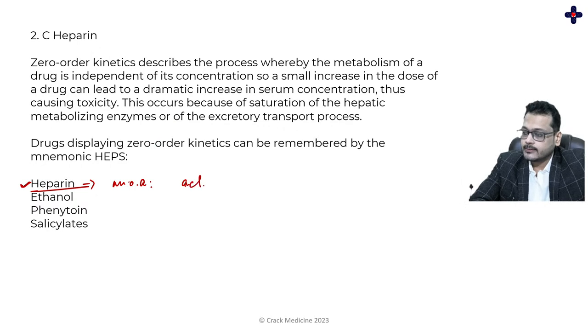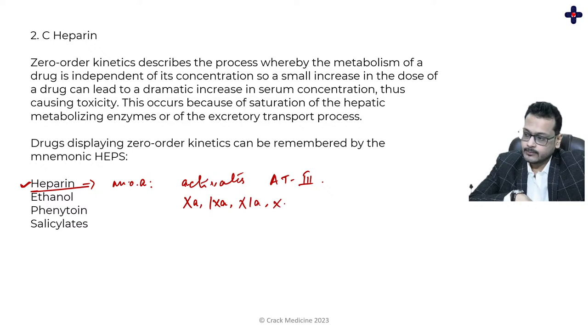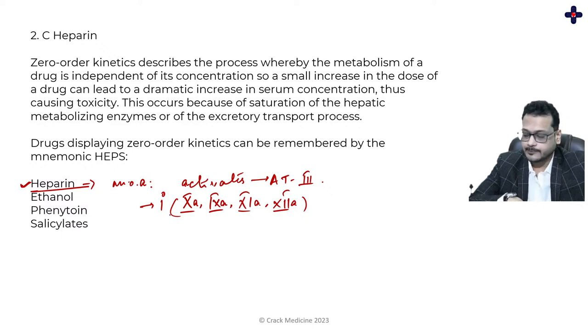So it basically activates antithrombin 3, right? That is the basic action of heparin, as well as low molecular weight heparin, that is LMWH. This is the basic fundamental action. Also, apart from that, it forms a complex that basically inhibits your factors 10, 9, 11, and 12. Mind you, these are all activated factors, right? So these are the factors and they are inhibited by heparin. So this is the one that is being activated and this is the one that is being inhibited. This is the first thing about heparin.